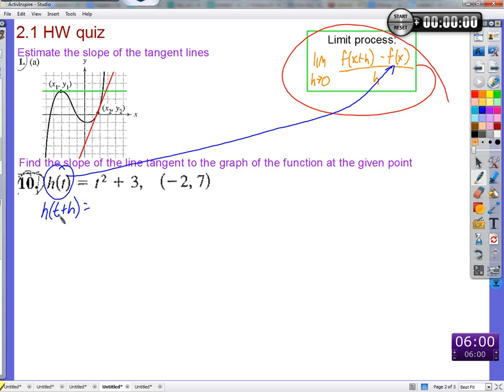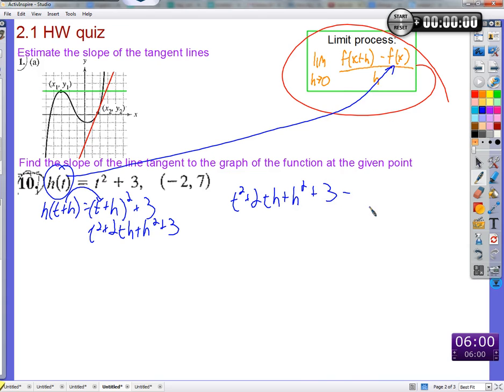You want to do t squared plus h, you just want to squeeze in a plus h next to the t's and things like that. But you've got to see it for what it is, and that's putting t plus h into every place that has a t. And in this case, there's only one place. So we put t plus h in there. And we can square this: t squared plus 2th plus h squared plus 3. And there's our h of t plus h. So h of t plus h is going to be t squared plus 2th plus h squared plus 3 minus h of t.